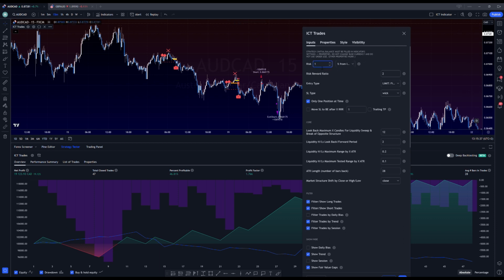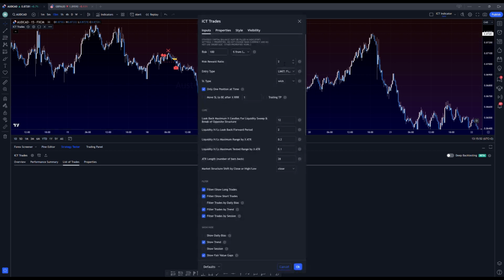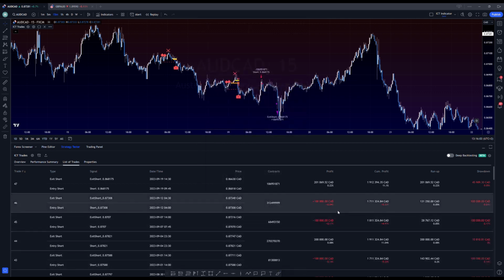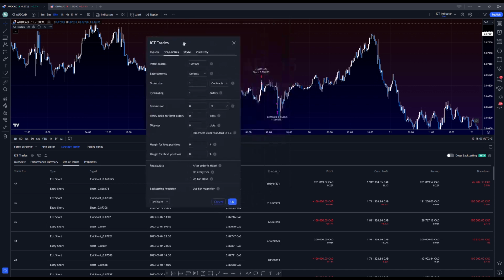So if I add here 100, and we will wait some time to load, we will see that if we lose, we lose 100 CAD. And we have risk-reward ratio 2, which means that our take profit is 2 times more than stop loss. So as we can see, yeah, here it is.